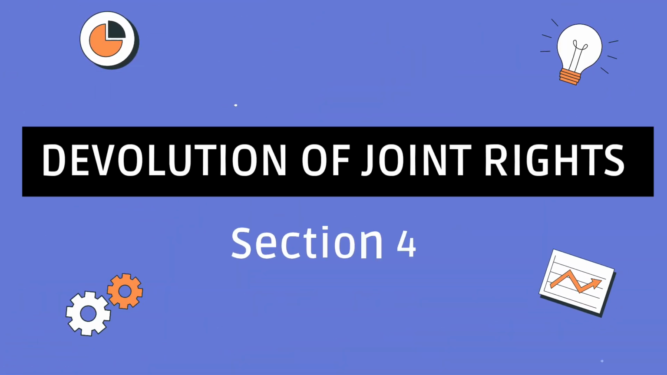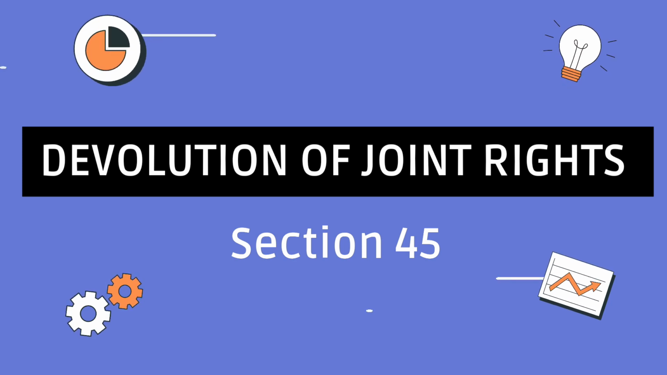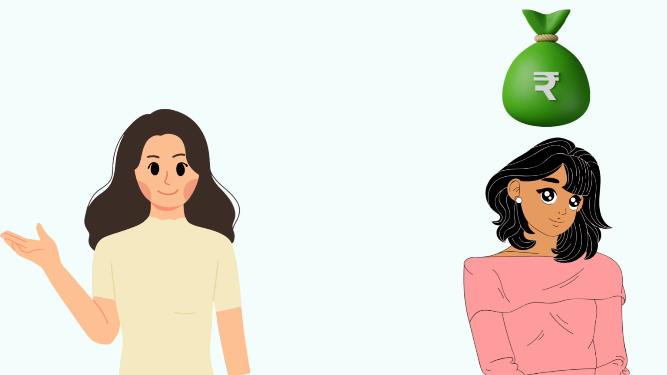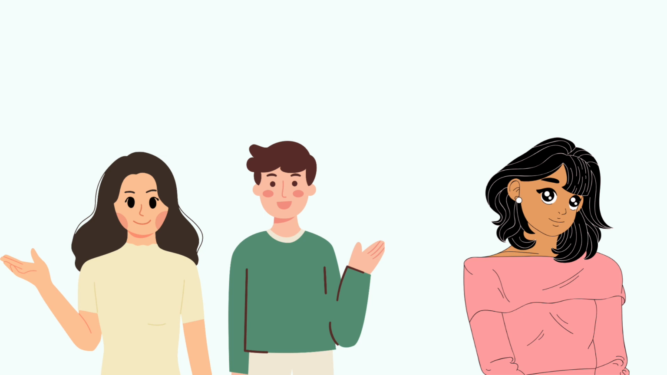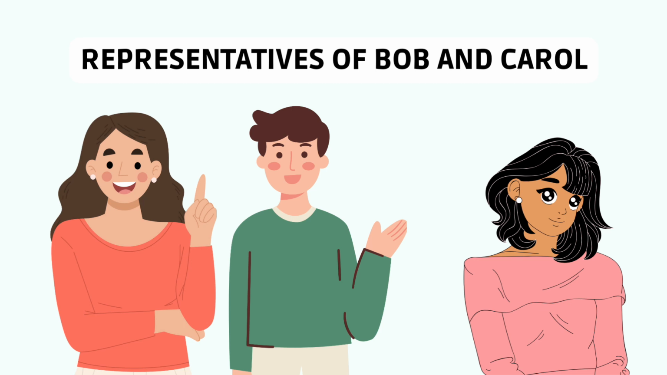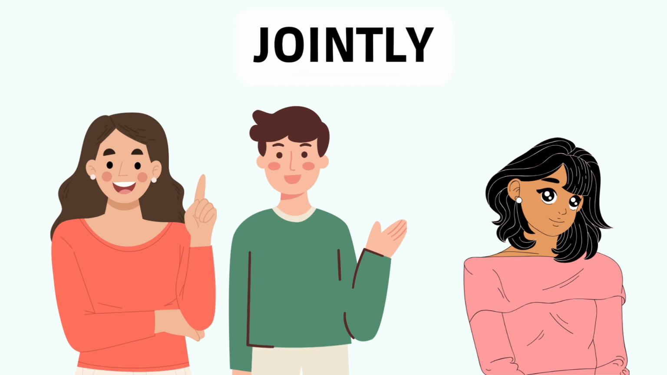Section 45. Devolution of joint rights. If Reena borrows Rs 5,000 from Bob and Carol, and if Bob passes away, the right to claim the money and interest rests with Bob's representatives and Carol as long as Carol is still alive. If both Bob and Carol are no longer alive, the right to claim the money and interest goes to the representatives of Bob and Carol, and they have to jointly claim the money.